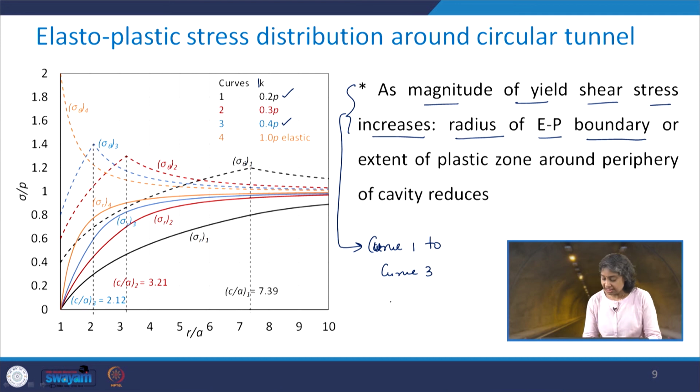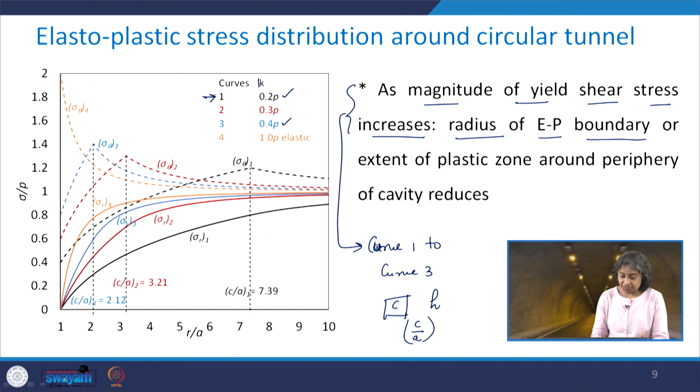Now, you know the expression for C, which I just explained. We can substitute different values of H in that expression and find the corresponding value of C by A. In the first case, you are getting C by A as 7.39, while when the yield stress increases from 20% to 30% of the in situ stress, that is case 2, it is reducing and becoming 3.21.